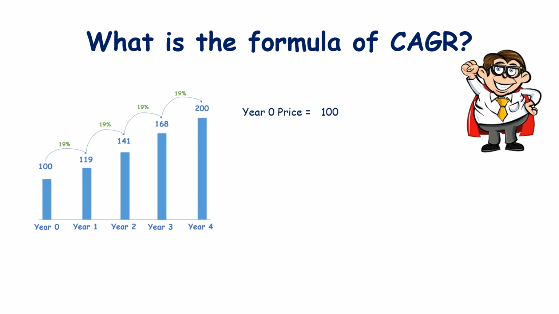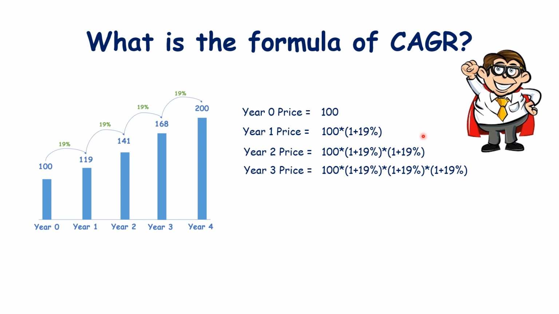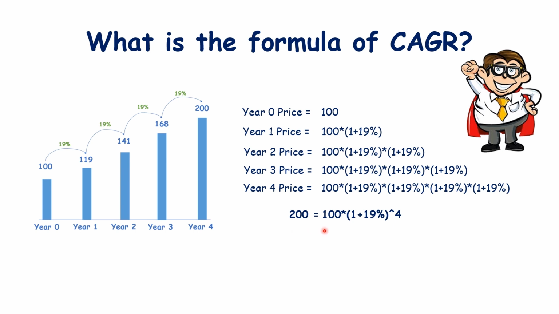Alright, so year 0 price was 100. What would be the year 1 price? It would be growth rate of first year, which is 19%. So year 1 price would be 100 times 1 plus 19%, which is a growth rate of first year. Similarly, year 2 price will be year 1 price times 1 plus 19%. Using the same technique, we can calculate the year 3 price as year 2 price multiplied by 1 plus 19%. And for fourth year, it would be year 3 price multiplied by 1 plus 19%. Now year 4 price is 200 and we have 1 plus 19% 4 times. So we can simply write that 200 is equal to 100 times 1 plus 19% raised to power of 4.